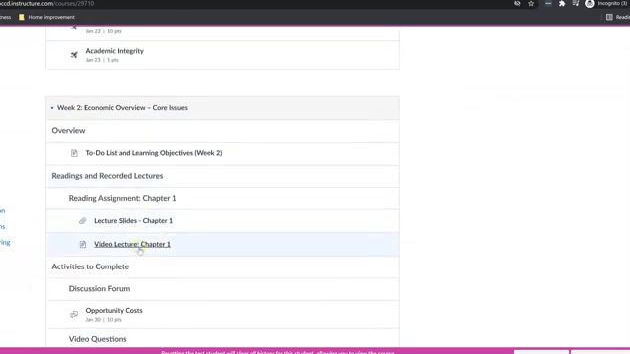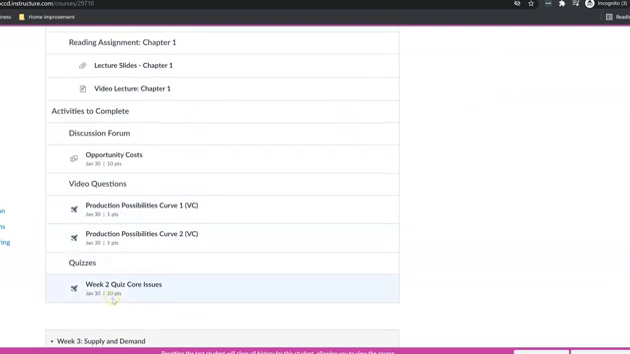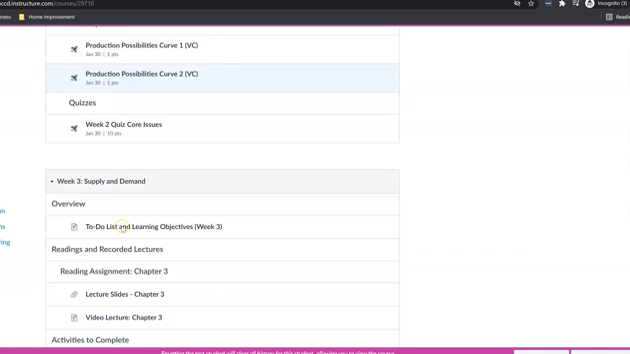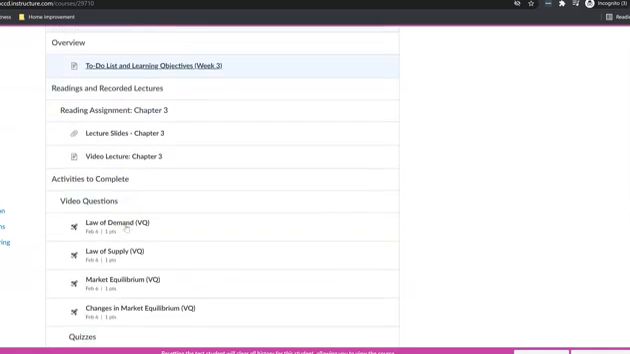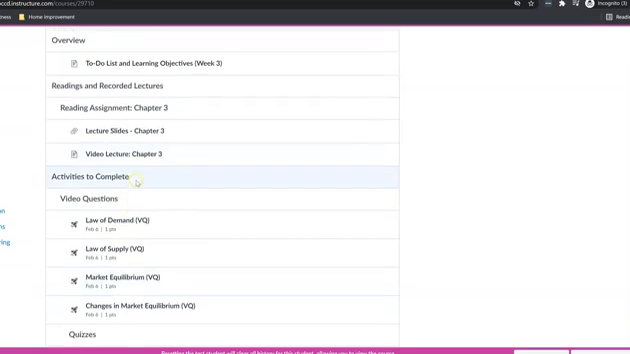So if you go to week 2, under activities to complete, there is a section called quizzes. There's one 10-question quiz for this particular chapter. If you go to week 3, there is a quiz due on chapter 3. Now, these quizzes, like I said, have 10 questions.